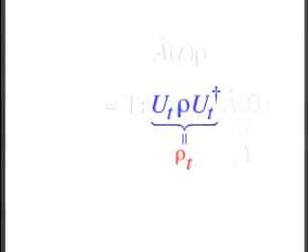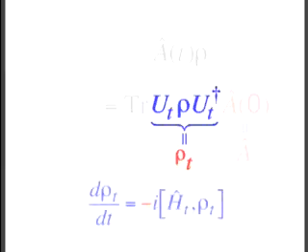From this expression, we can read off the law of motion for the Schrodinger picture density matrix. It's d rho by dt equals minus i times the commutator of H with rho. This has almost the same form as the law of motion for an observable in the Heisenberg picture, but with the opposite sign. I'll come back to that sign in a moment.